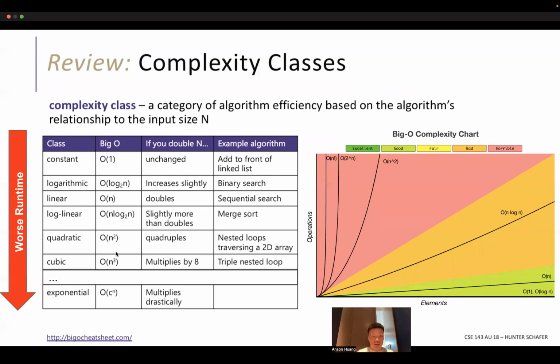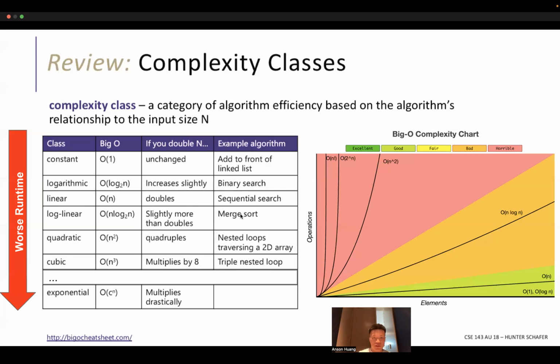All right. So the next complexity class is going to be log linear. So this is going to be somewhere between linear time and quadratic time. So log linear time is, in other words, order n log n, and it slightly more than doubles if you double n. So it grows faster than linear. So it's a little bit slower than linear time.